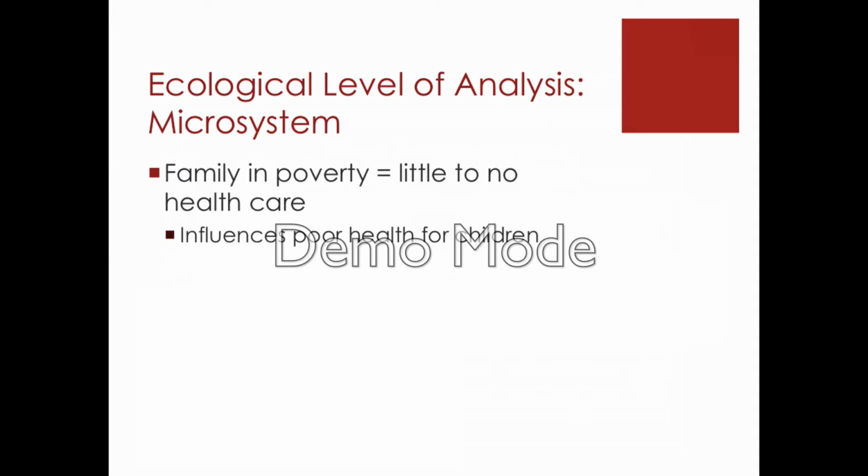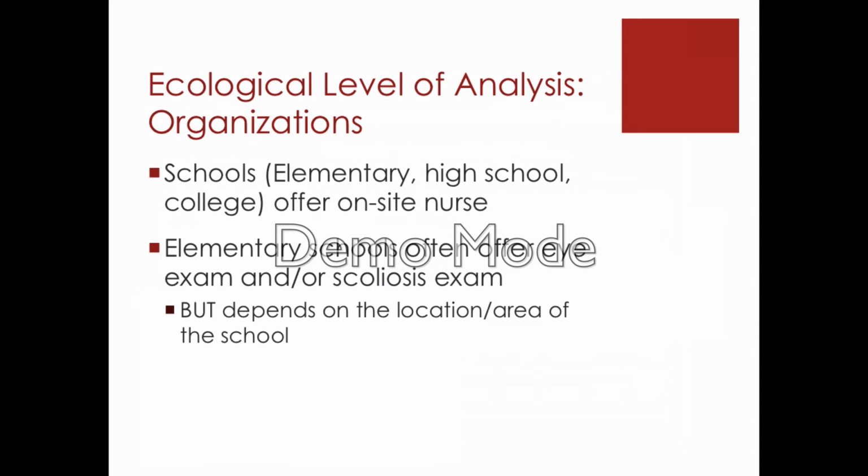In the microsystem, if a family is in poverty, then they might have little to no health care, and this influences the health of children, mainly because if a child does not receive health care during their years of development, it can greatly affect their development. They need a physician's treatment to make sure that they are growing and developing well, because if not, they can be at a loss for how to survive in our society.